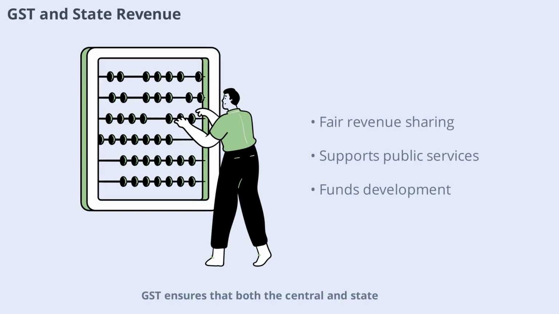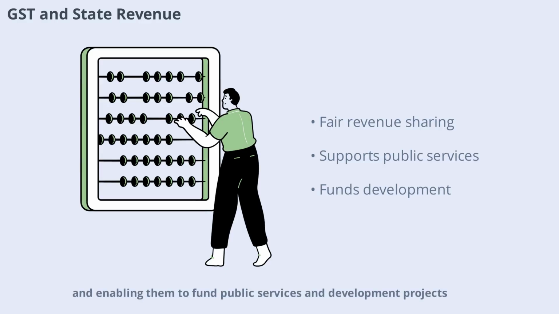GST ensures that both the central and state governments continue to receive revenue from indirect taxes. The dual structure of CGST and SGST allows for a fair distribution of tax proceeds, supporting the financial needs of both levels of government and enabling them to fund public services and development projects.